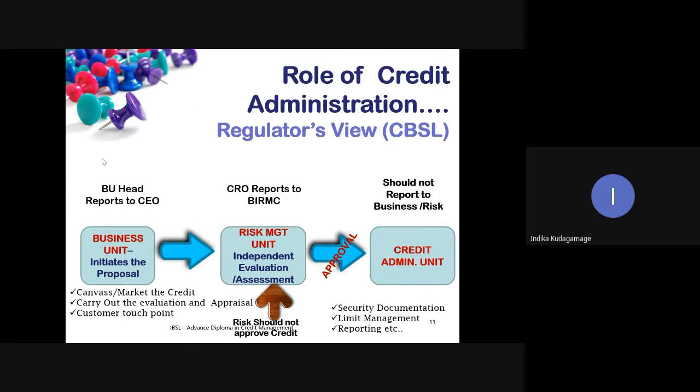So this is the view of CBSL now. No single person should be allowed to complete a transaction. You look at the treasury.